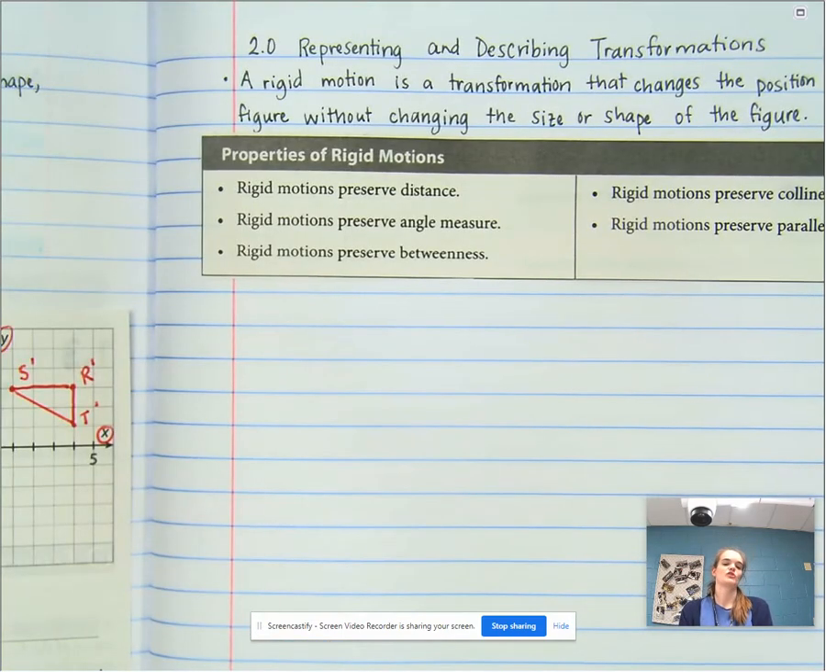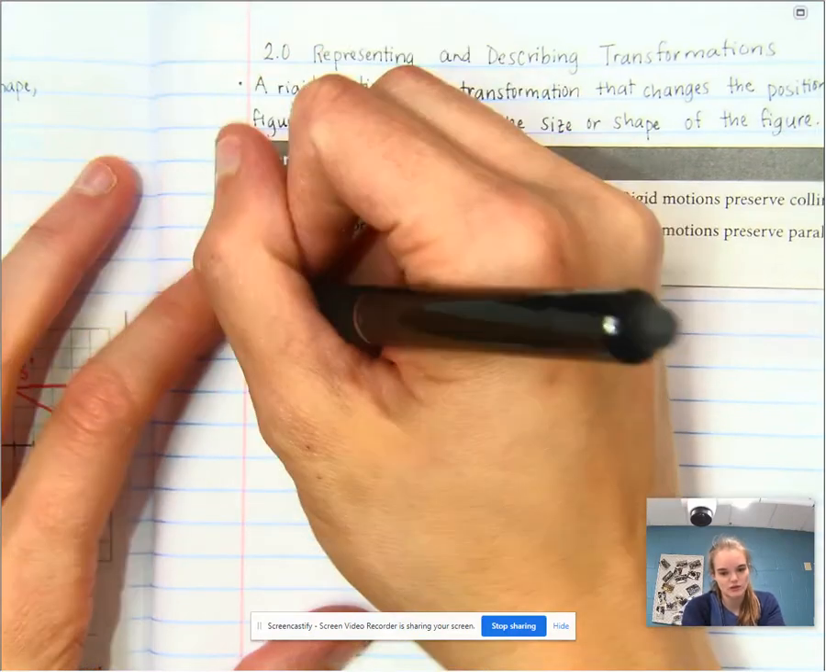Rigid motions preserve betweenness. We'll talk about betweenness a little later. Rigid motions preserve collinearity. So in RS, they are collinear. Well, R prime, S prime are collinear as well. Rigid motions preserve parallelism. So if you had two things that were parallel and then you moved them over, they would still be parallel. All right, we're going to talk about rigid and non-rigid.